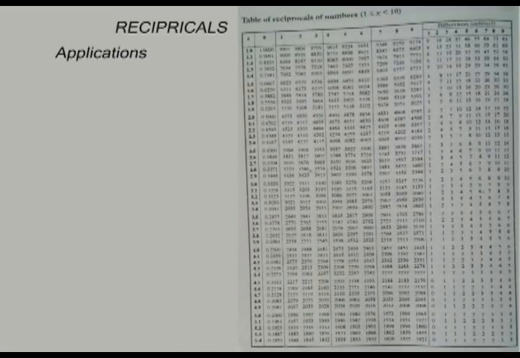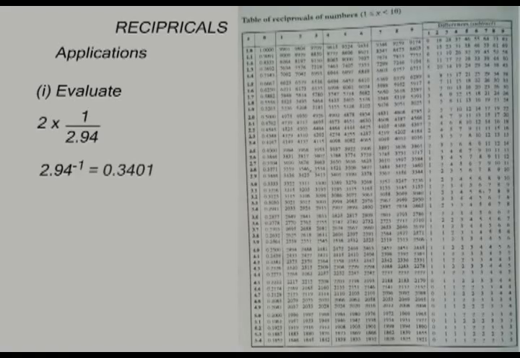Let's see some applications of reciprocals. For example, evaluate 2 times 1 over 2.94. In this example, we first find the reciprocal of 2.94. The reciprocal of 2.94 is 0.3401. Then we multiply this by 2 and we shall get 0.6802.